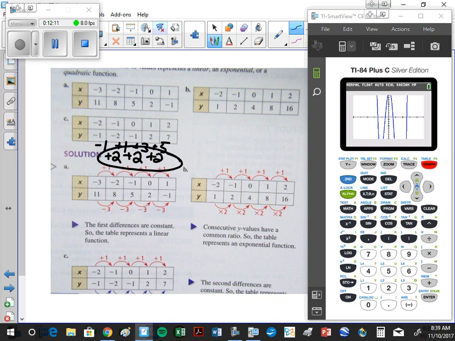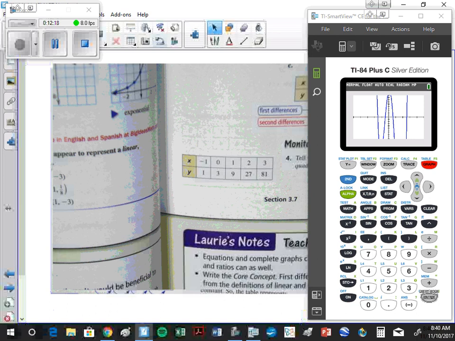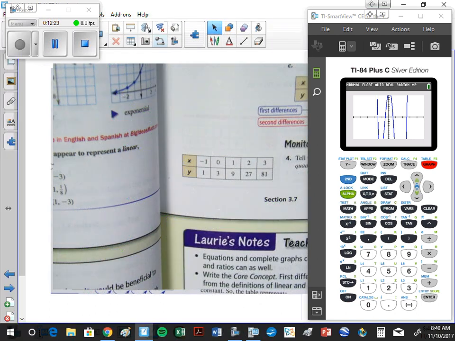All right. Let's go down to this box here. Do you see a pattern? What is it? Multiply by 3. Times 3, times 3, times 3, times 3. So this one is exponential. Okay, turn the page.